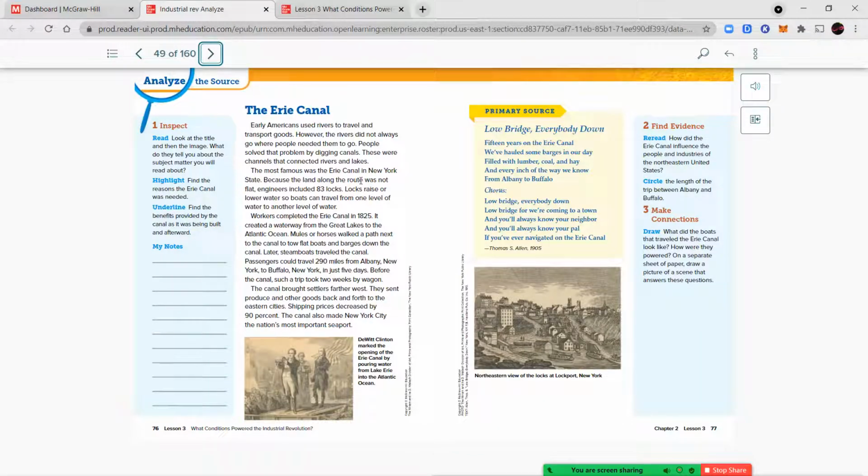Let's go ahead and flip to page 76 in our workbooks. Now we're going to be reading about the Erie Canal. While you read, look at the title and the image. What do they tell you about the subject that you're going to read about? Find reasons that the Erie Canal was needed. So if you don't want to highlight, you can circle this information. And for underline, it says, find the benefits provided by the canal as it was being built and afterward.